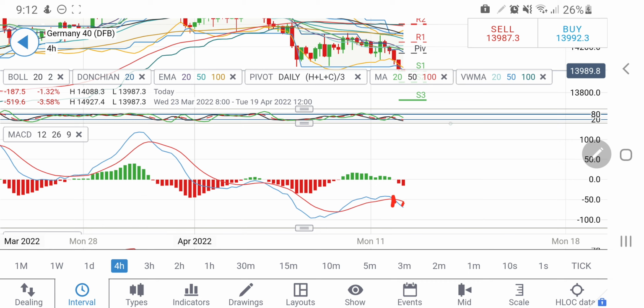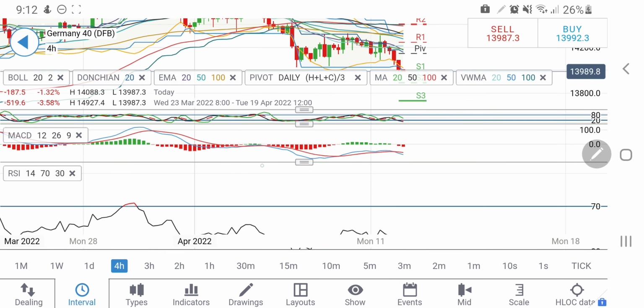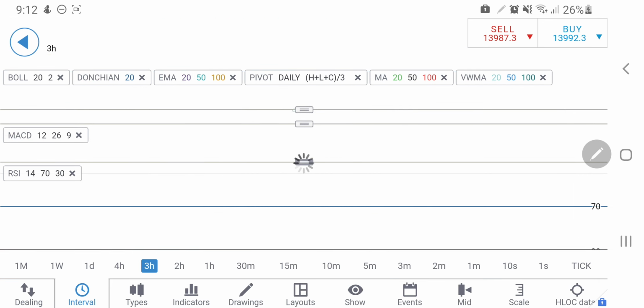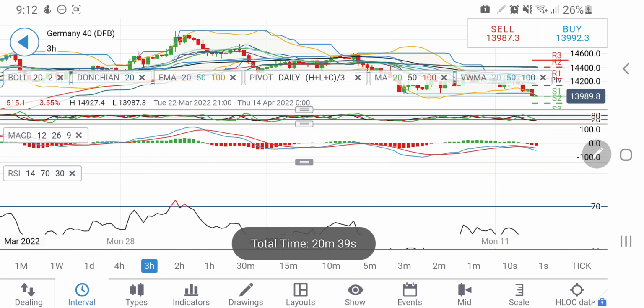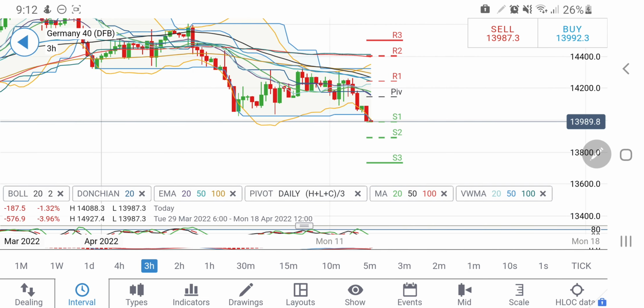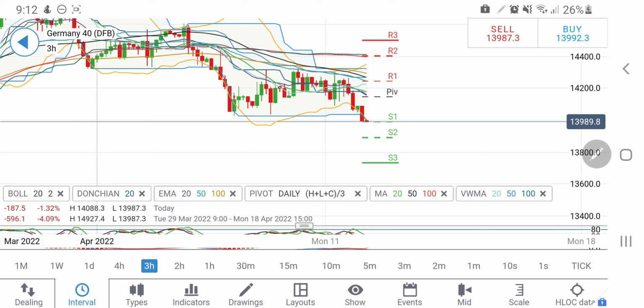MACD has just crossed over and is wide divergent here, indicating that there is still bearishness. RSI is near the oversold zone. And on the 3-hour charts, here it is oversold. Also look at the charts here. See, it is trying to get a support here, but it is looking downwards. And look at this. See, this was the retracement zone. After this retracement, this is the breakout here.